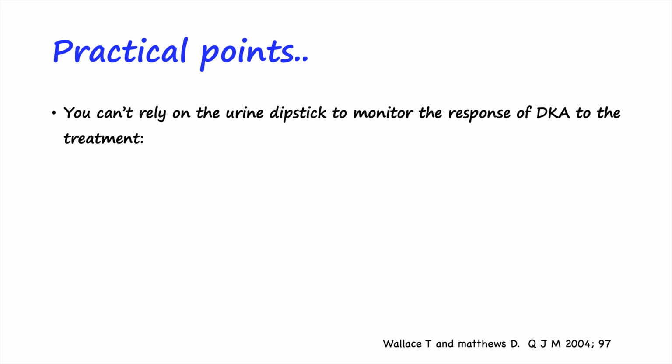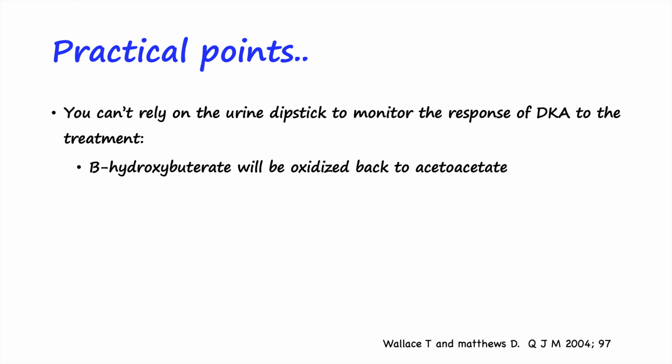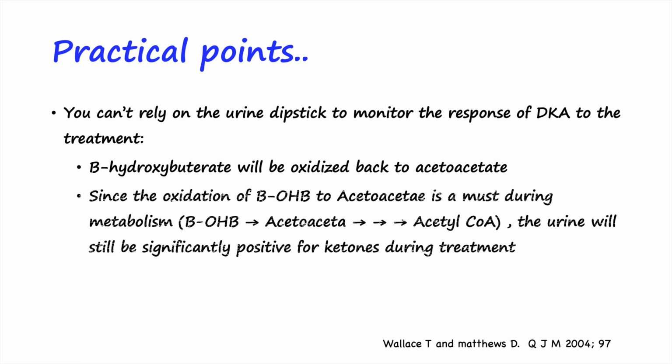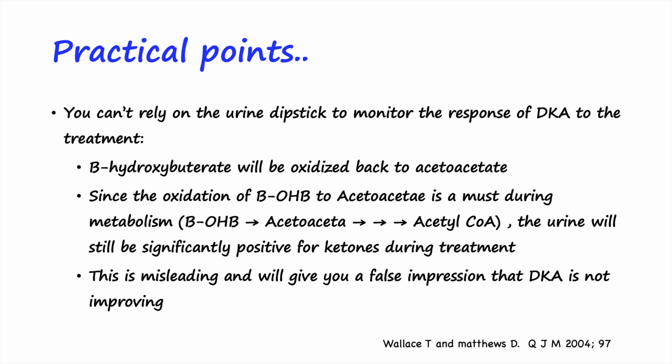You can't rely on the urine dipstick to monitor the response of DKA to treatment. Why? Because hydroxybutyrate will be oxidized back to acetoacetate. Since the oxidation of beta hydroxybutyrate to acetoacetate is a must during metabolism, the urine will still be significantly positive for ketones during treatment. This is misleading and will give you a false impression that DKA is not improving.